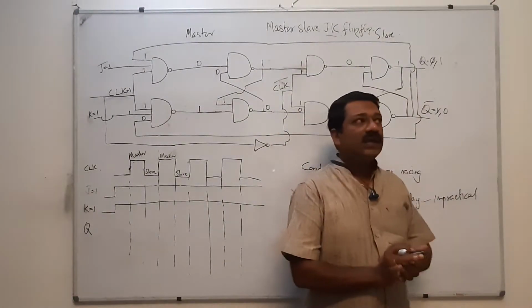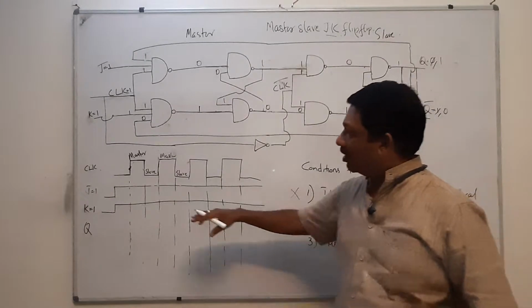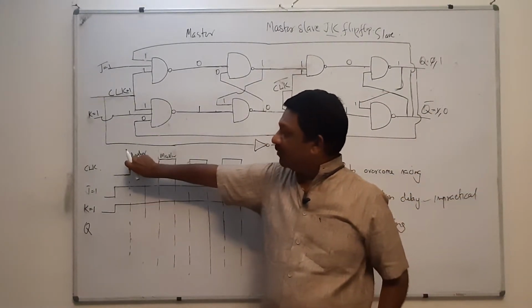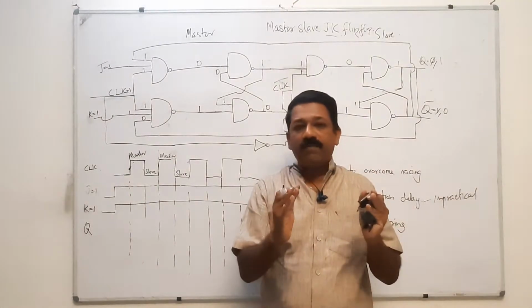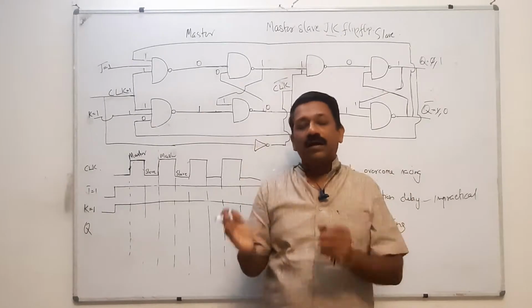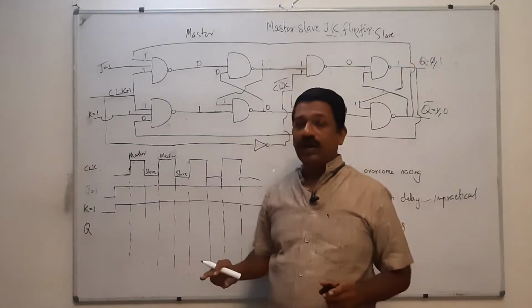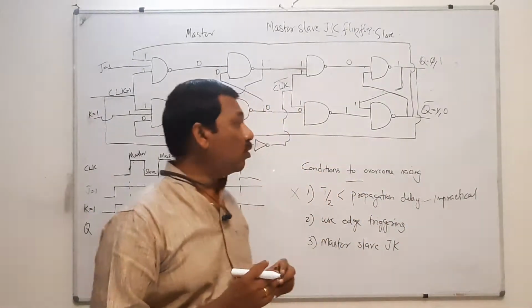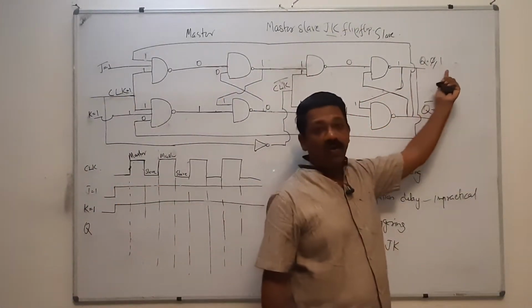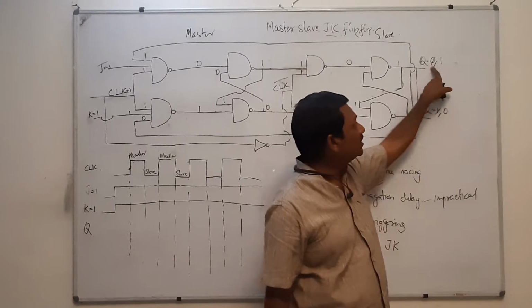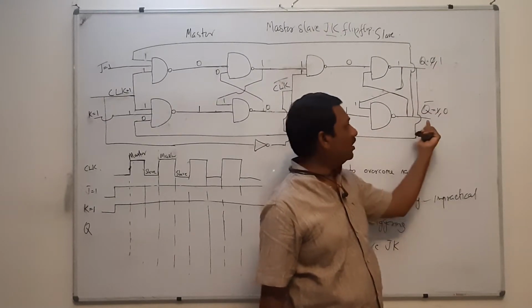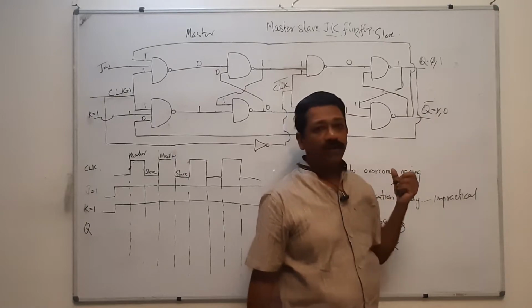That means in a single clock cycle, first for half of the time the master is operating and for the other half of the cycle the slave is operating, and after the operation of the master and the slave, this value has toggled. That means complemented. This value was 0 and now it is 1. This value was 1 and now it is 0.